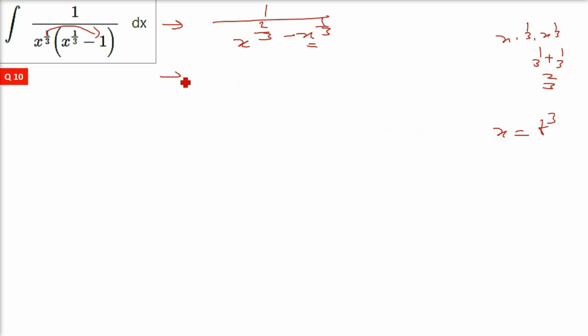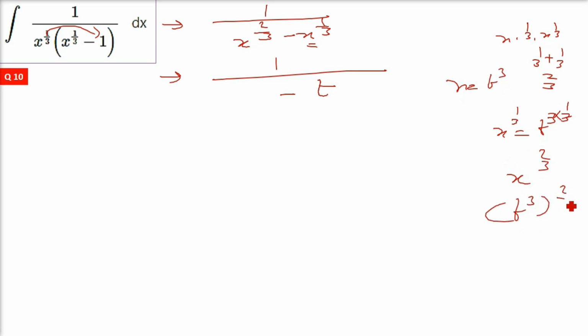Just like previous question, 4th root of x, we took x as t raised 4. Similarly, x raised 1 by 3, x will be taken as t cube. So that we get rid of this x raised 1 by 3. So x raised 2 by 3 will be what? Because it's t cube, and cube and 2 by 3 will be multiplied. 3 into 2 by 3 is what? 3 gets cancelled. It will be t square. So t square minus t.